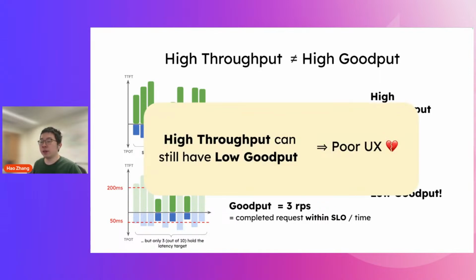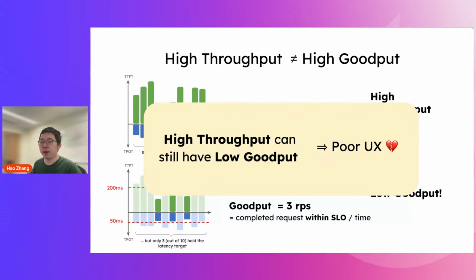So in this case, I want to highlight the core problem in this talk, that is high throughput does not always translate into high goodput. And this leads us to ask an important question: why do existing systems fail to achieve high goodput?